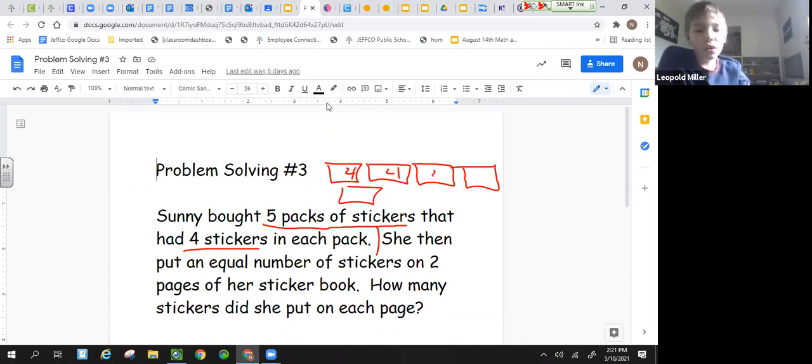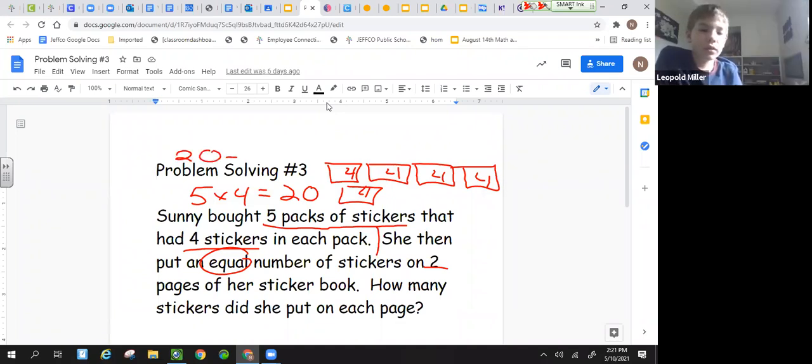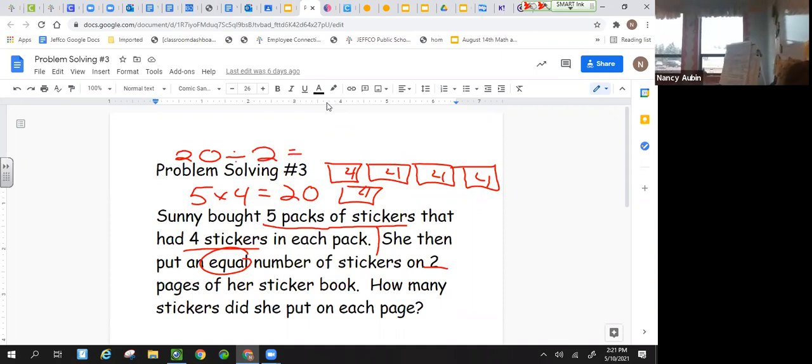Then she put an equal number of stickers on 2 pages of her sticker book. So we have equal number and 2, right, on each page of her sticker book. So what operation is that? Division. Very good. Divide by 2. How many 2s are in 20, Leo? 2 times what would equal 20? You should have gotten 2 times 10. Very good. 10 stickers. Okay. The majority of you got that right, some of you got a little confused. Do you see the key words that would help you?